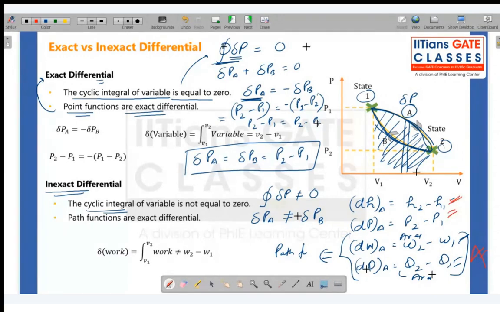But a point function you can directly calculate like this. Change in volume in process A is V2 minus V1. Change in entropy is S2 minus S1. For all the properties you can do that. But for work or heat you cannot do this because they are path functions. Is it clear? Yes or no?